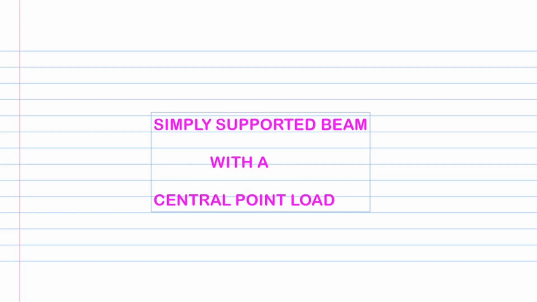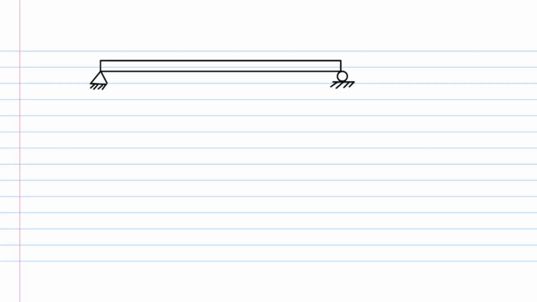In the next few lectures, we shall look at resistive force and moment analysis for simply supported beams. Here, we shall consider a central point load on the beam. Let's have a simply supported beam with a pin or hinge support at the left end and a roller support at the right end. Let's label the ends as A and B and the midpoint as C.